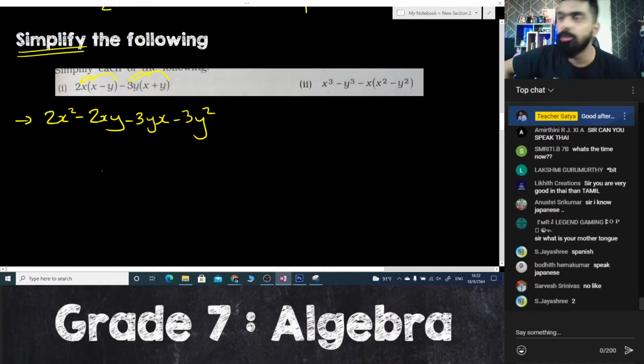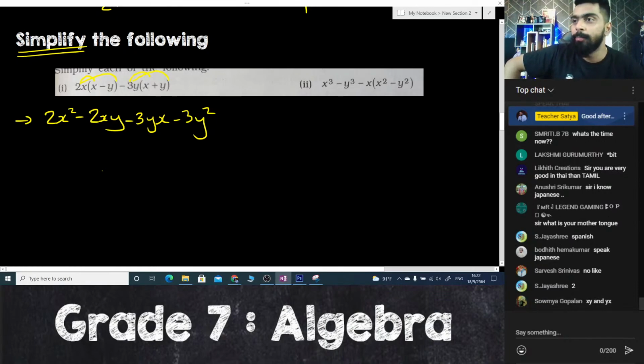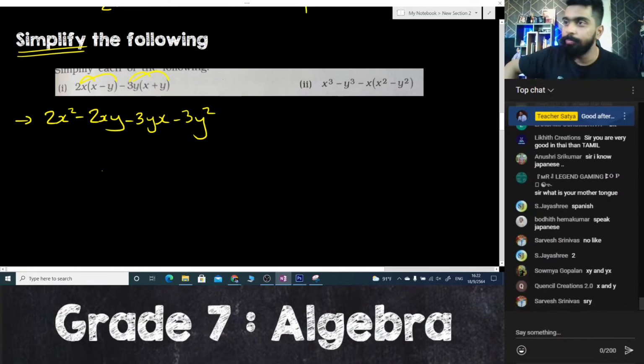Sarvesh, Srinivas, no like terms. Well, let's see. What do we have? Saumya, very good. There are like terms. Very good.